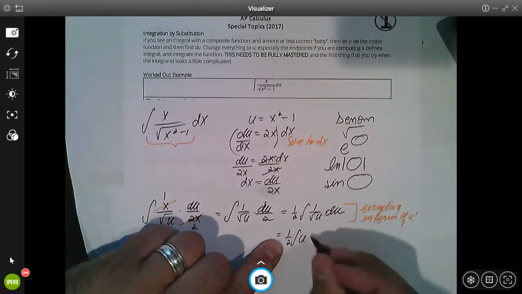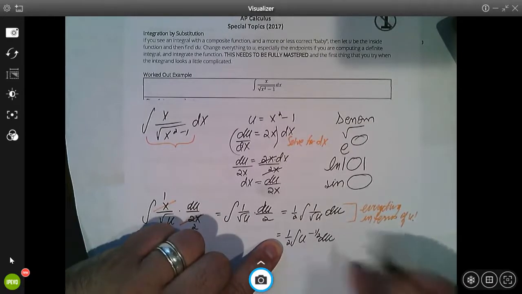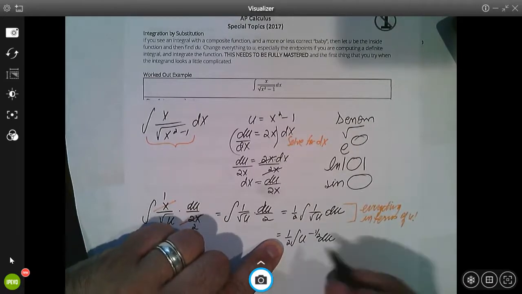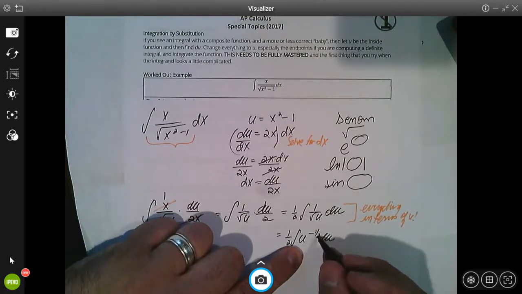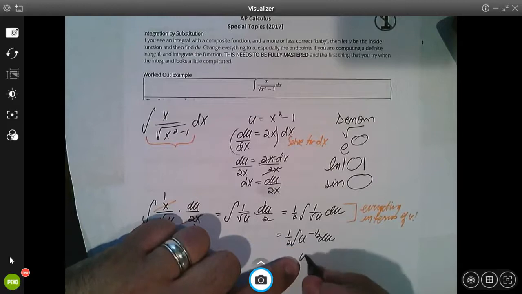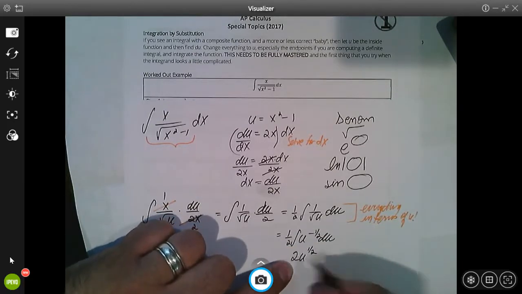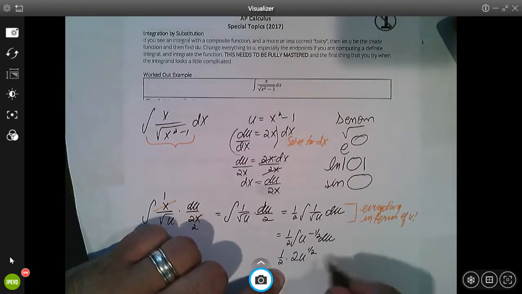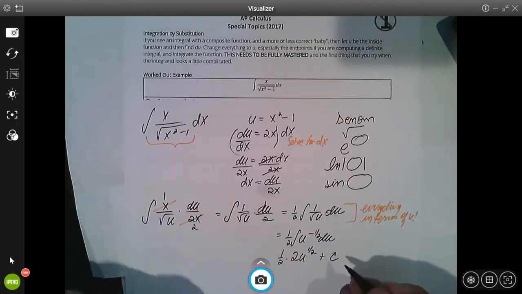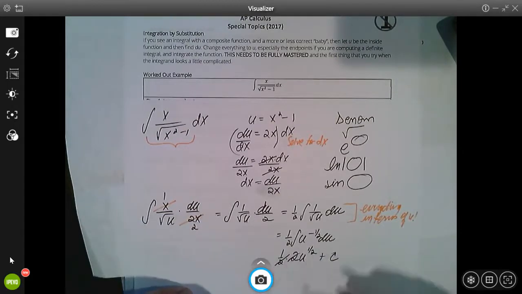Well, let's see. 1/2, 1 over the square root of u is the same as u to the negative 1/2. The power rule says add 1 to the power, divide by the new power. So I add 1 to the power. 1 divided by 1/2 is 2. Don't forget the 1/2 that you're multiplying by, plus C. 1/2 times 2, that's going to be 1. You get u to the 1/2 plus C, which is the square root of u.